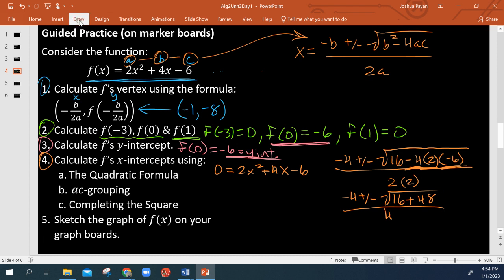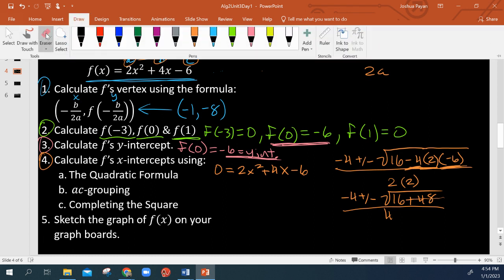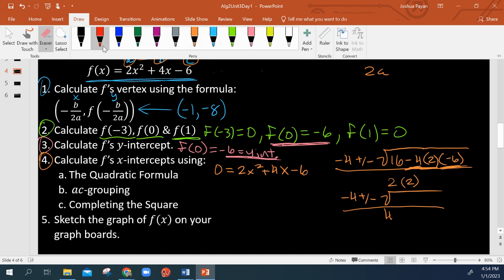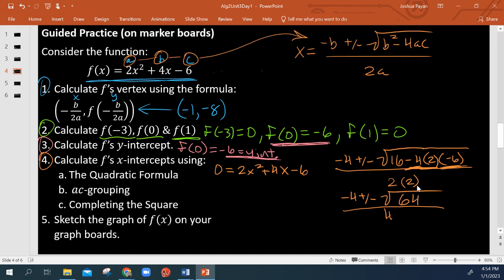Well, 16 plus 48 is going to just be 64. I like how it just didn't switch to the eraser like I selected. That's amazing. But 16 plus 48 is going to give us just 64. Okay, the square root of which, so now we've got negative 4 plus or minus, the square root of 64, so plus or minus 8 over 4. So that gives us our 2 x-intercepts.